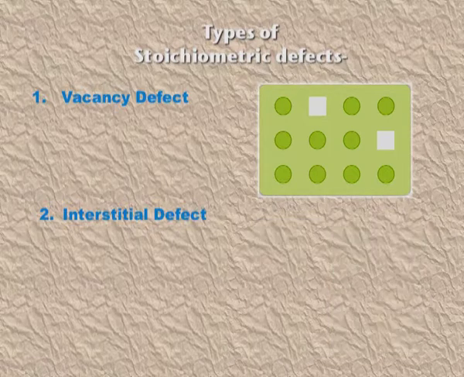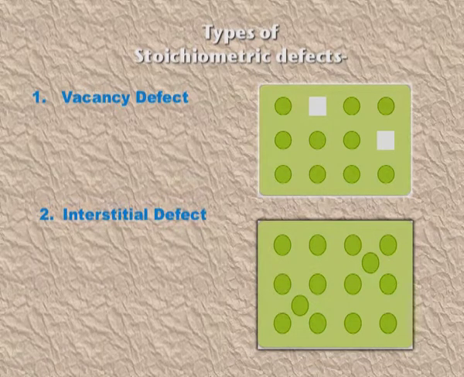Interstitial defect: here you can see that the extra atoms or the molecules are present at the interstitial sites. They should not be here, but they are here in addition to their normal positions. This is interstitial defect. And since extra constituent particles are present in the interstitial site, it increases the density of the solid. These are normally present in the non-ionic compounds.